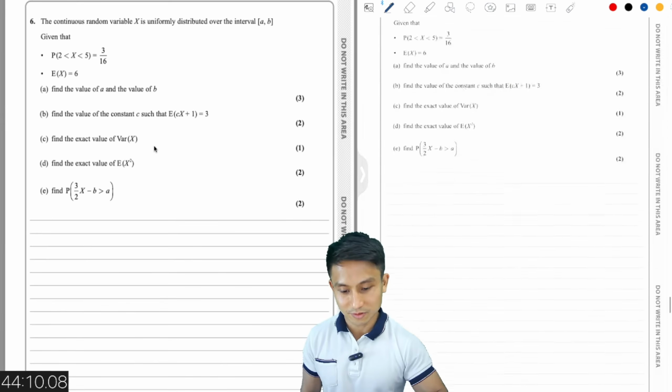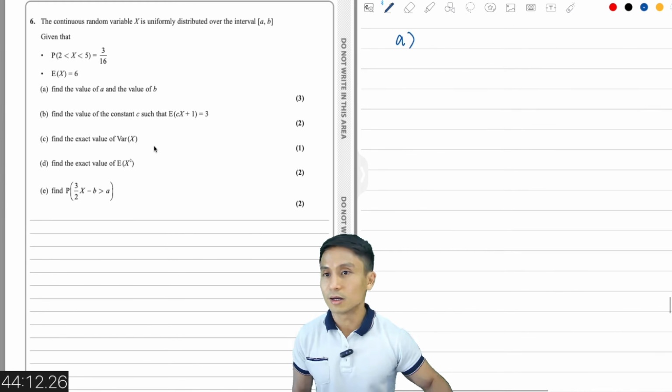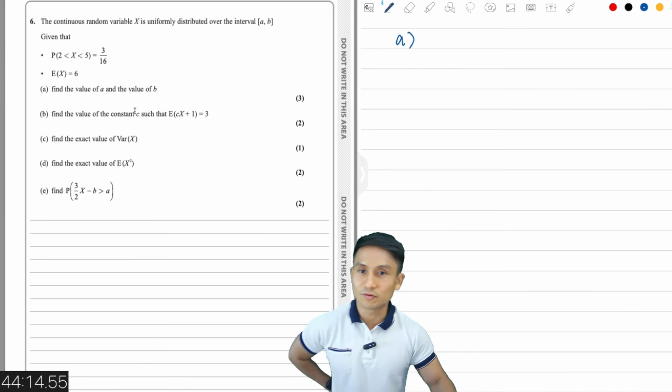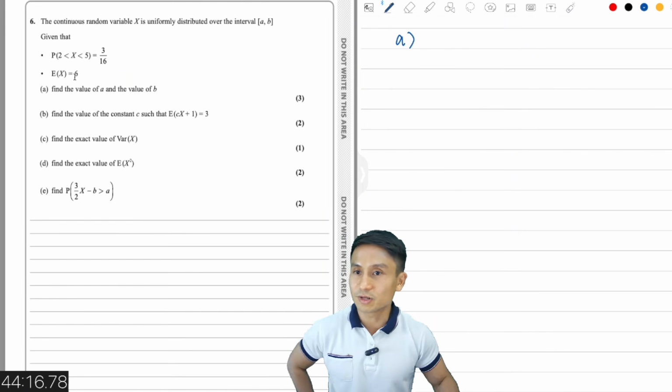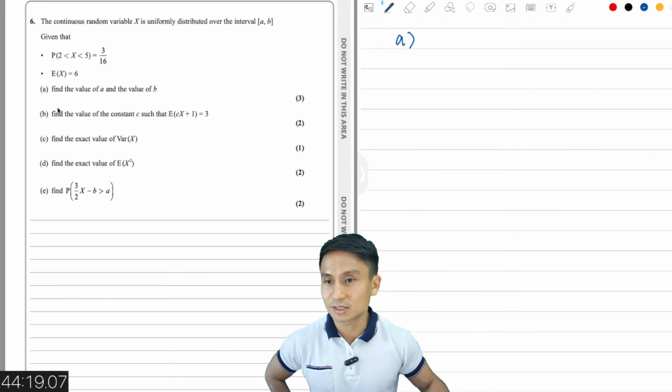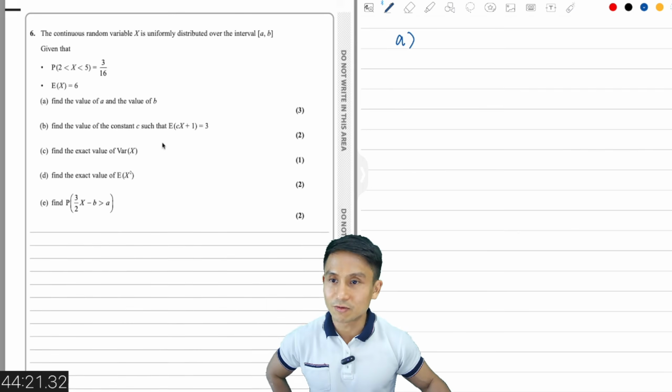Number 6 now. Okay, seems simple, not too bad. The continuous random variable x is uniformly distributed over a to b. Given that E of x equals 6, find the value of a and the value of b. All right.